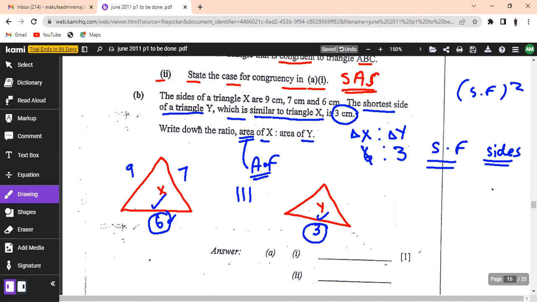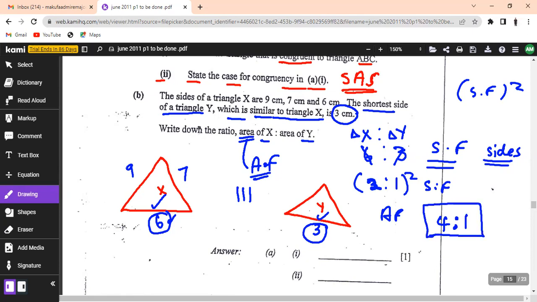So by 3, that is 2. It's going to be 2, and 3 divided by 3 here is 1. So this is still your scale factor, but in a reduced manner. Now to find the area factor, we are going to square this. That's 2 squared, which is 4, and 1 squared, which is 1. So this is now the ratio of areas of triangle X to triangle Y, which is 4 to 1.